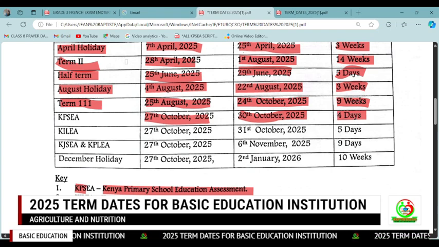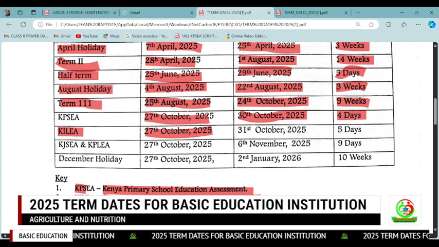Then we shall also have another national exam called KILEA. KILEA stands for Kenya Intermediate Level Education Assessment. This will commence on 27th October, the same date as KPSEA, up to 31st October 2025. That's a good 5 days.